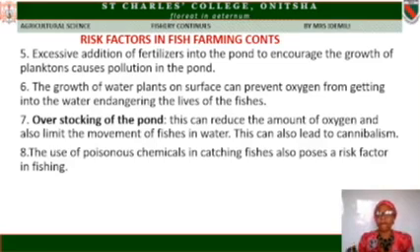Another is overstocking of the fish pond with fishes. This can reduce the amount of oxygen that goes into the pond. It also limits the movement of fishes in the water. This can lead even to cannibalism, that is, fishes attacking themselves. Then the use of poisonous chemical is another risk factor during fishing. Remember when we were talking about fish farming, we talked about bad methods of catching fishes. Some fishermen use poisonous chemicals during fishing. It is one of the risk factors we face during fish farming, and this should be discussed.